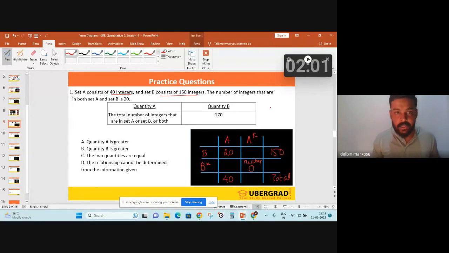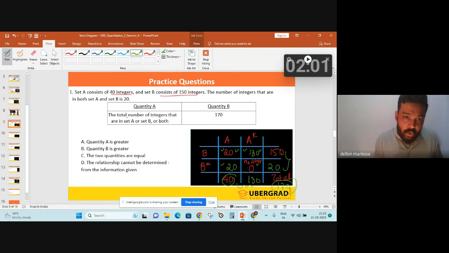Clear with this? Okay. Now I can fill everything, right? 20 plus some value, that's 40. What is that? That will be 20. 20 plus some value, I have to get 150, that will be 130. Now 130 plus 0, that will be 130. And here 20 plus 0, that will be 20. So when I add this way, you have to get the same number. 150 plus 20, that's 170. You can see 40 plus 130, that will be 170.